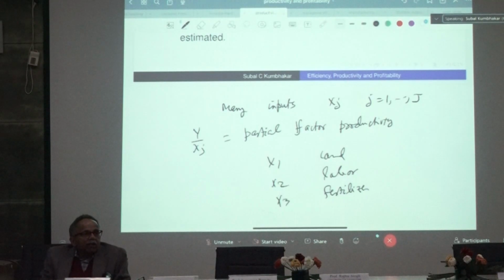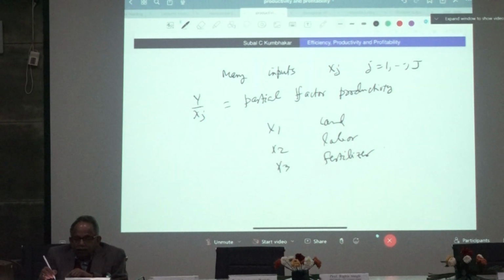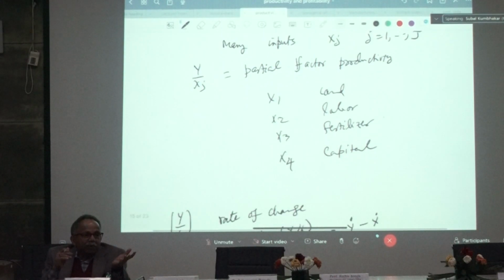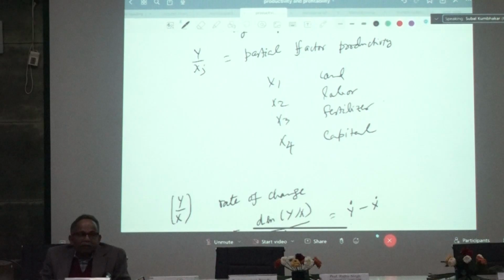If you are thinking in terms of three inputs, what are you going to get? You get factor productivity, that means productivity of labor. Let me also put capital. You can add more if you want to. So you'll be getting 4 different measures of productivity. Now, is it easy to compare one farm with another with these 4 measures? Farm A may be more productive in terms of labor, but less productive in terms of capital. So how do you compare whether farm A is more productive than farm B?